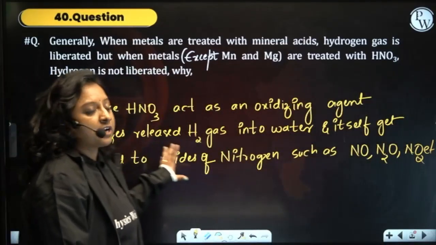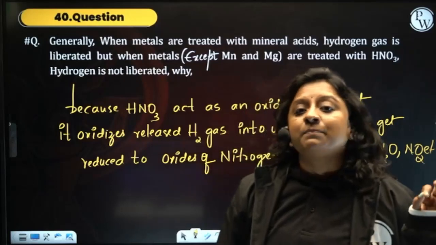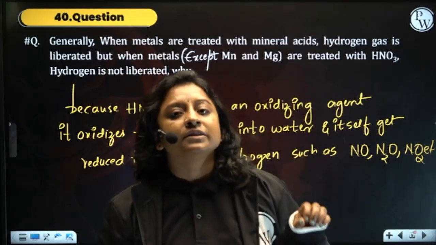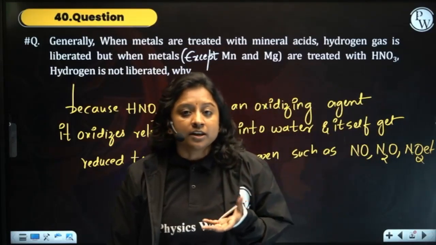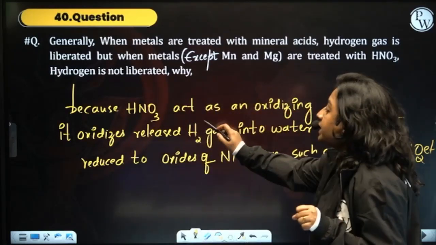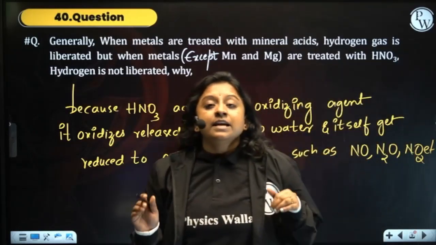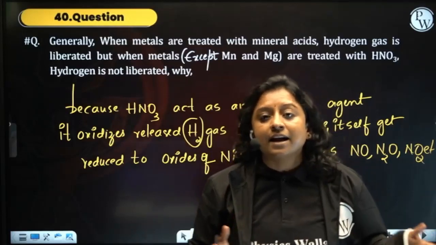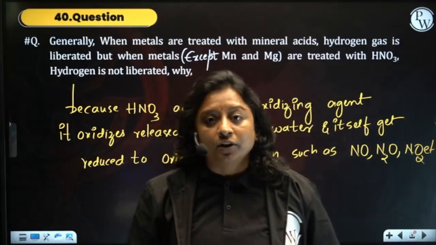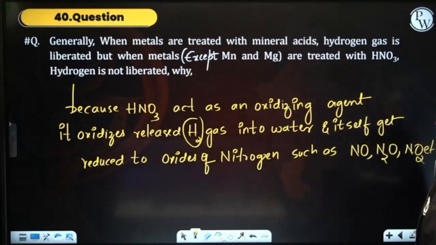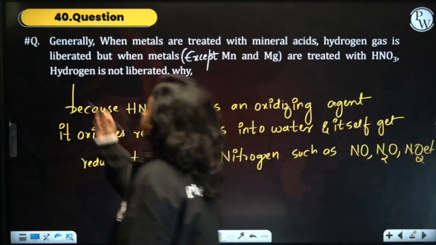So this is the major answer. Why is HNO3 behaving like an oxidizing agent? Because it is literally supplying oxygen, and that oxygen will bind with the released hydrogen gas. Instead of getting hydrogen gas as one of the byproducts, you get water. That is the reason. This question is very important.